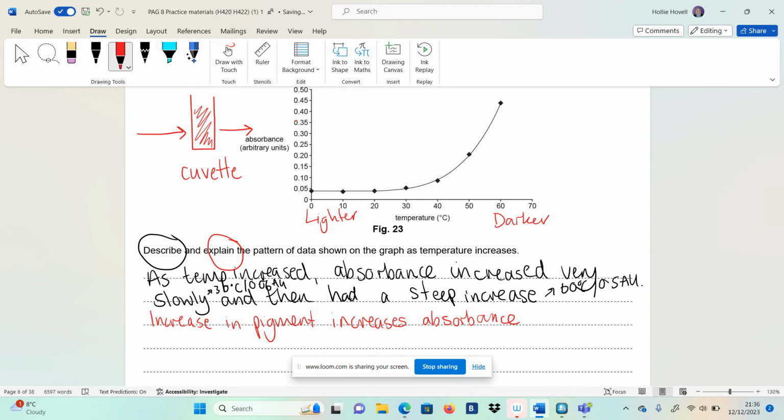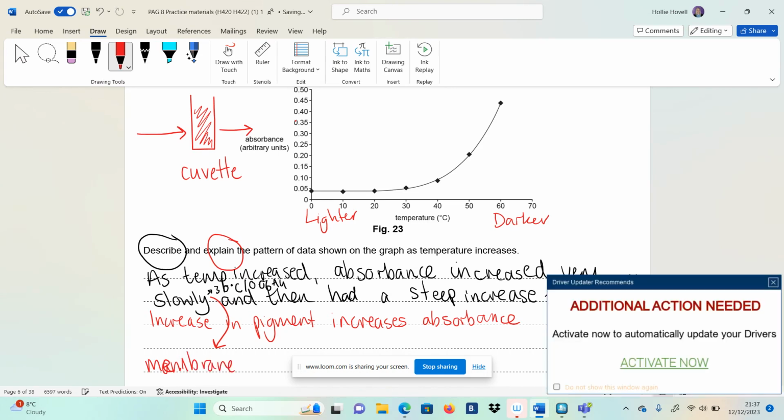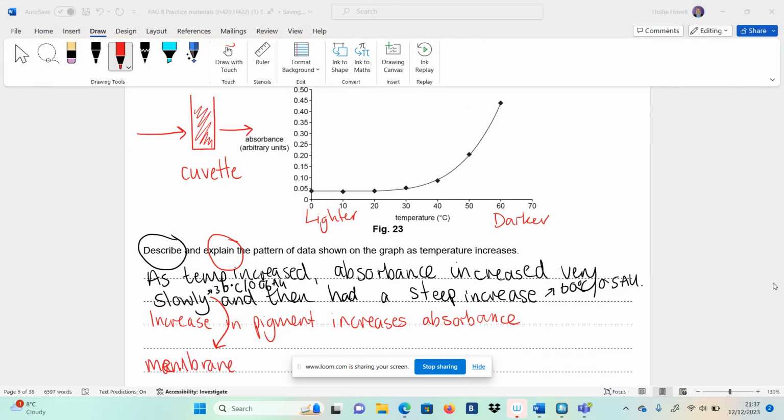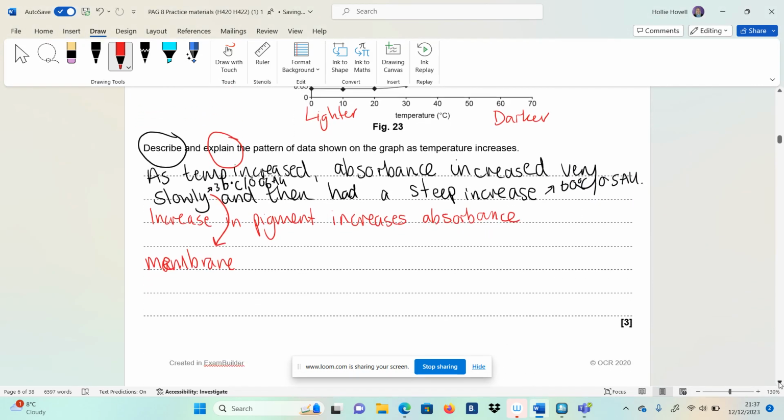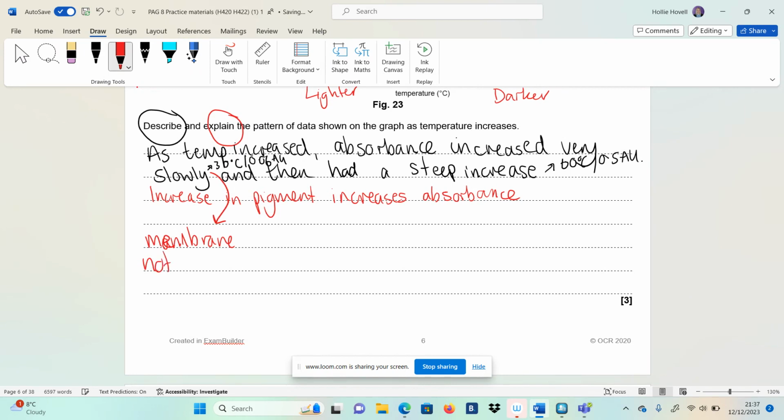And let's go through it step by step. So why did it increase very slowly at the start? So that must be because the membrane wasn't damaged at the start when it was cold. Oh, this part's annoying, isn't it? Okay, and then as you increase the temperature, think about what happened and why more pigment came out.